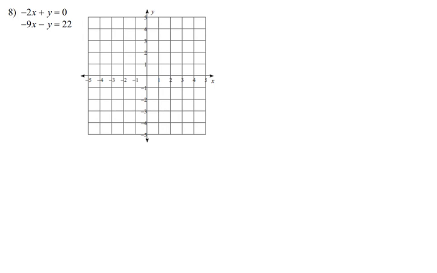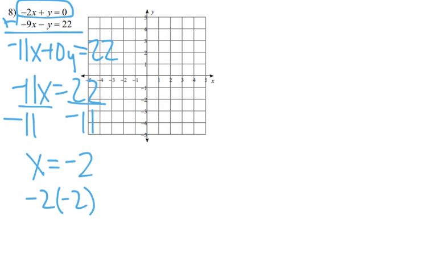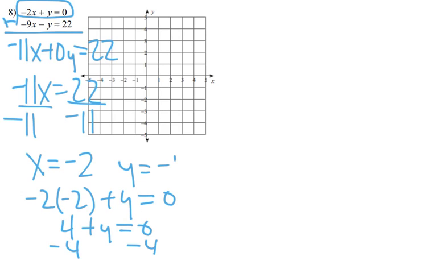Alright, number 8. This one's all set up for elimination, so that's probably the easiest one, because you'd add negative 2 plus negative 9, negative 11x, 1 plus negative 1, 0y, 0 plus 22 is 22, negative 11x equals 22, divide by negative 11, x equals negative 2. Now that we know x is negative 2, we take the y and plug in the number for x to figure out the y. So positive 4 plus y equals 0, subtract 4, so y equals negative 4. So my answer, negative 2, negative 4.